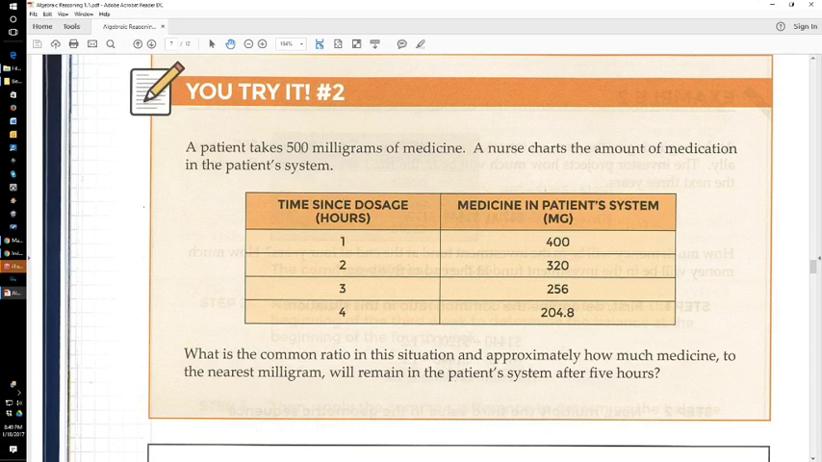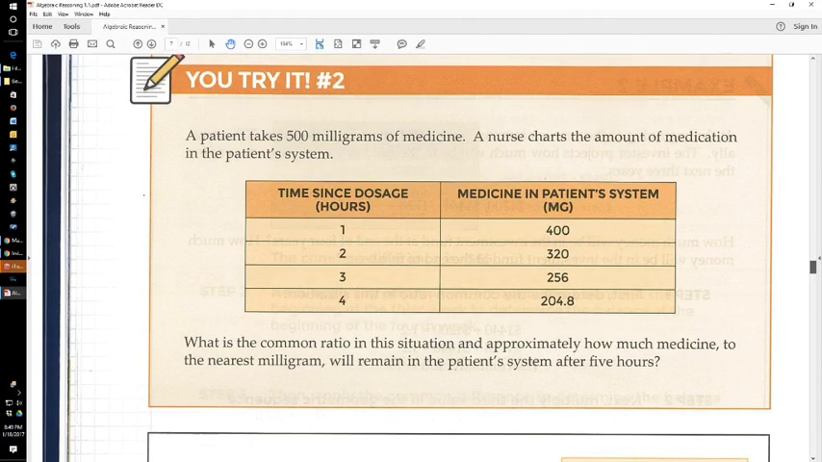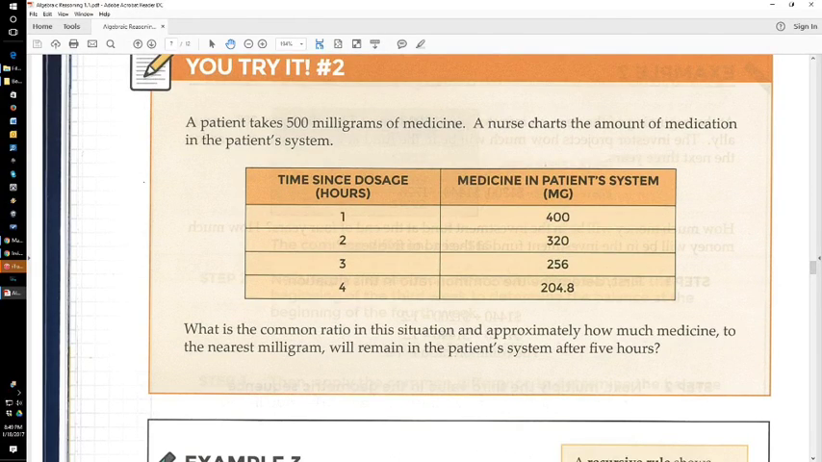So for You Try It number 2, a patient takes 500 milligrams of a medicine. A nurse charts the amount of medication in the patient's system. So after 1 hour, you got 400. After 2 hours, you got 320. After 3 hours, you got 256. What is the common ratio in this situation? Approximately how much medicine to the nearest milligram will remain in the patient's system after 5 hours?